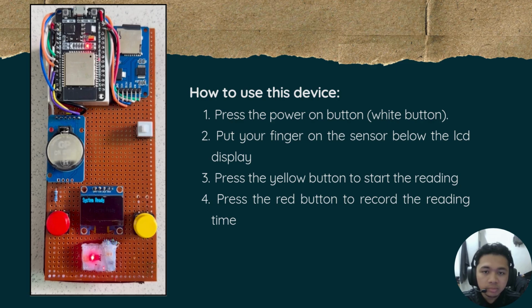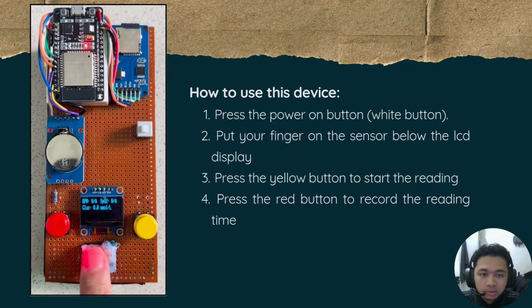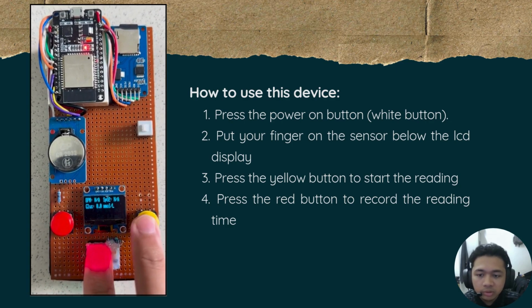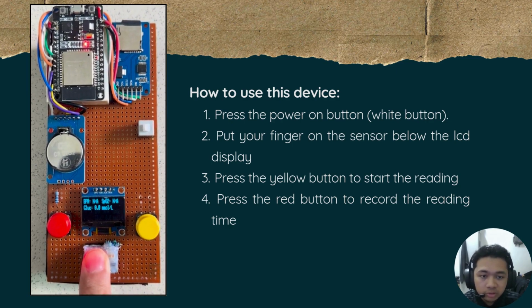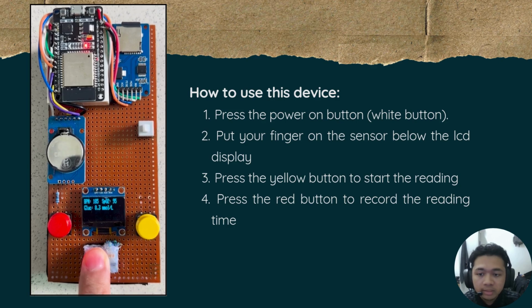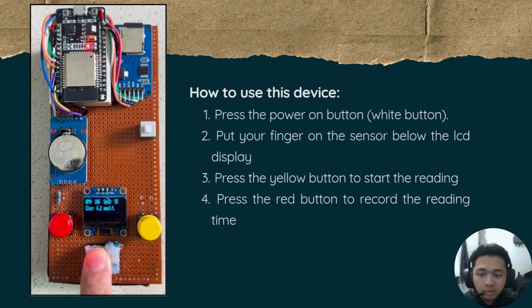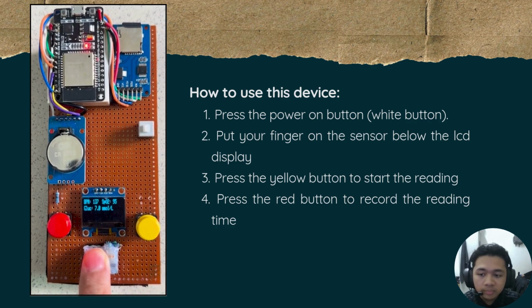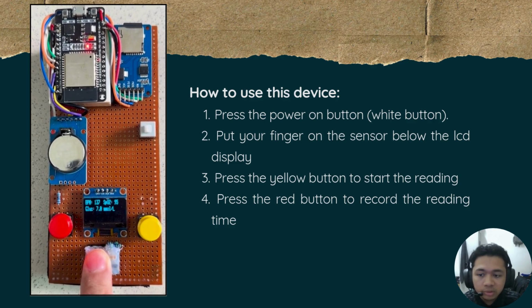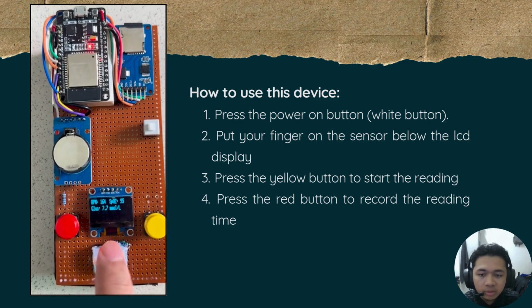The first step to use the device is to press the power button to turn it on. The second is to put your finger on the sensor below the display. By pressing the yellow button, it will record your heart rate, SpO2, which is the oxygen saturation in your blood, and also the glucose reading. For your information, the device will take a couple of seconds to calibrate before giving an accurate value. As you can see in the display, the reading is 73 beats per minute, 95 SpO2, and 5.3 mmol per liter glucose. For the last step, press the red button to record the time the medicine is taken. By doing this, you can review the previous readings on the SD card. That's all on how to use this device.